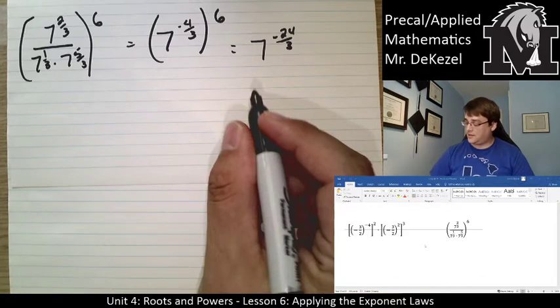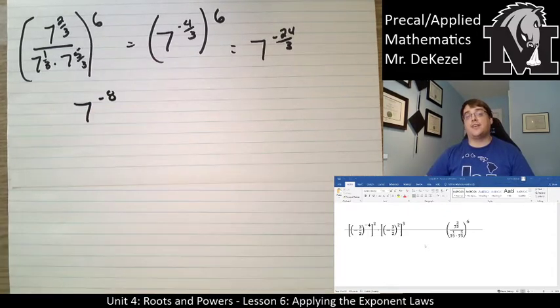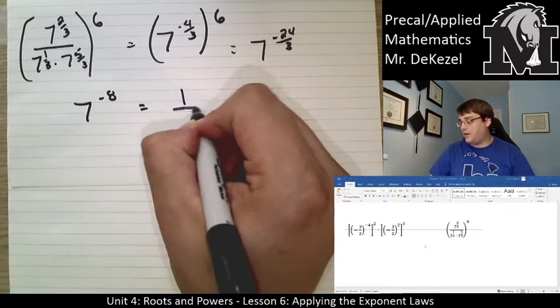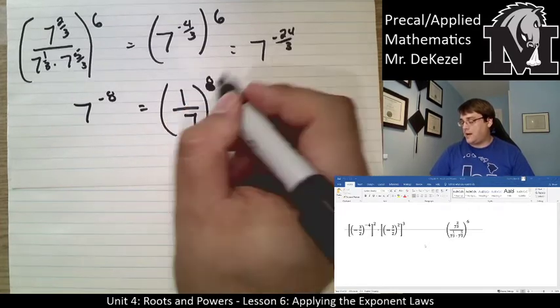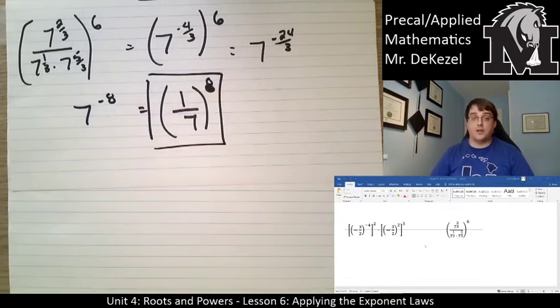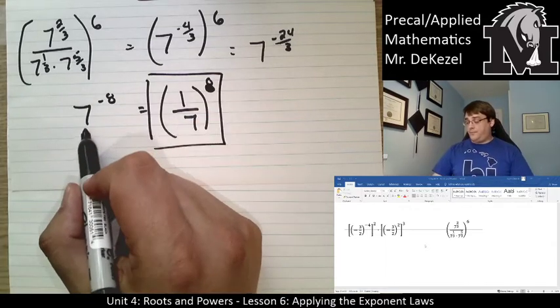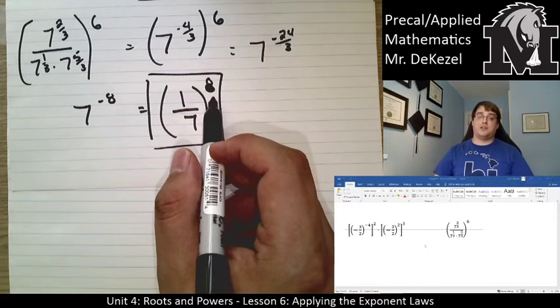It's 8. So we would have 7 to the power of negative 8. But we do not like to have negative numbers in our exponents for our answer, so we have 1 over 7 to the power of 8. And that would be what we'd be looking for. So we flip over what's inside. We don't flip the exponent. We just make the exponent positive.